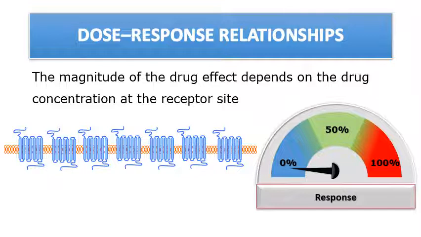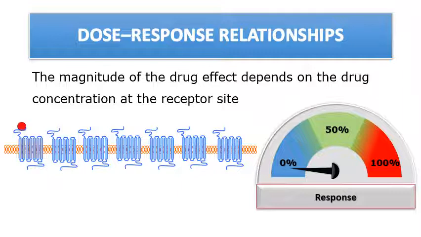Okay, so now we come to another term which is dose-response relationship. The magnitude of the drug effect depends on the drug concentration at the receptor site. If the available drug concentration at the receptor site is high, definitely this will occupy more receptors, produce more response, and then the magnitude or the effect itself will be larger.